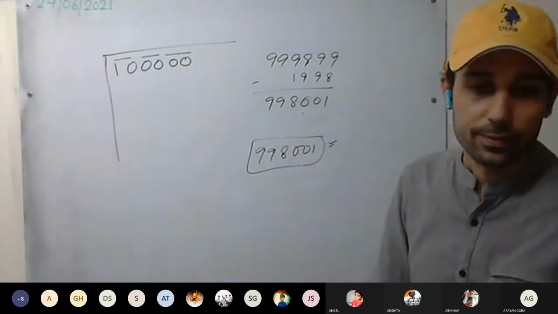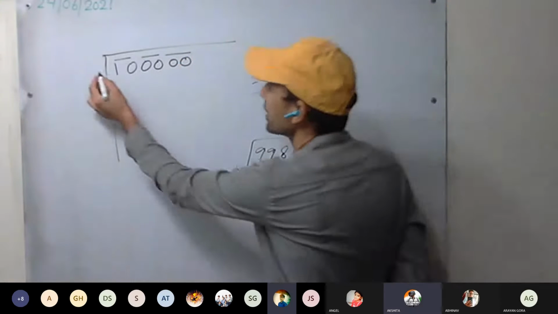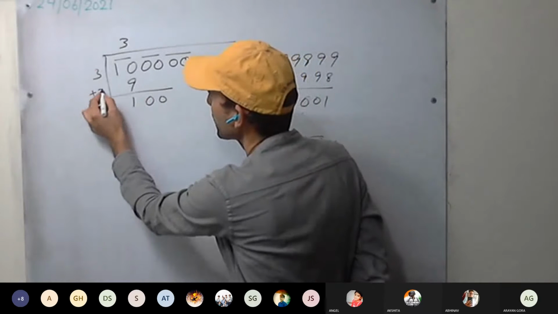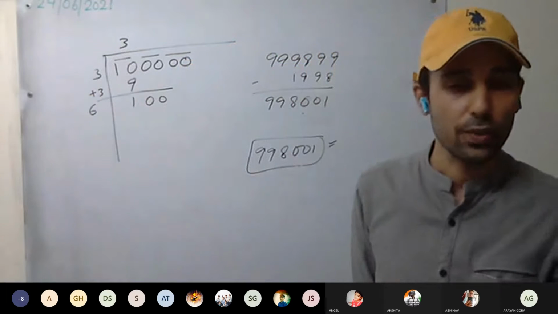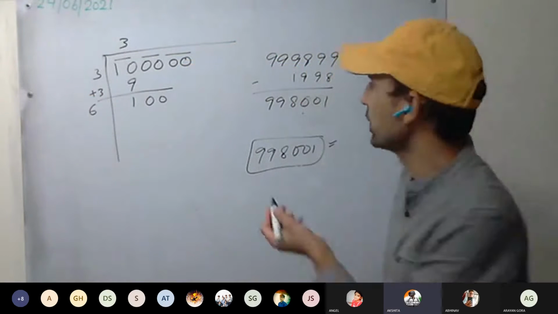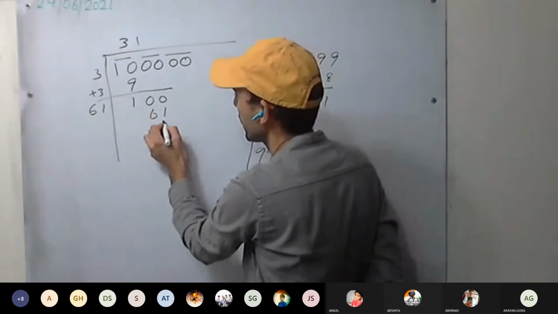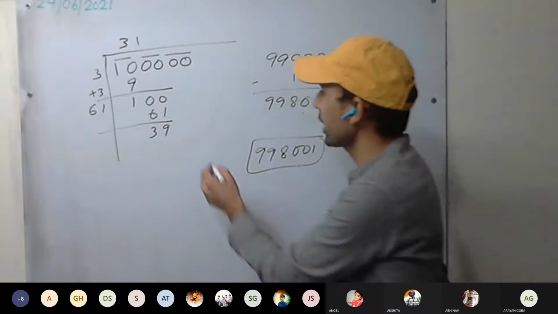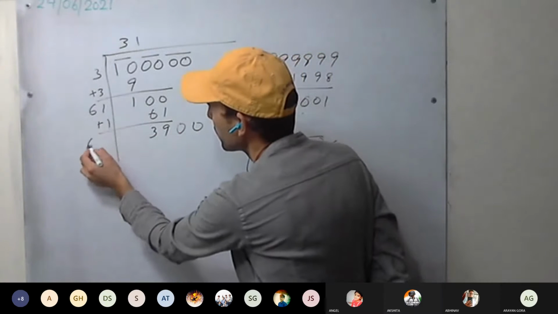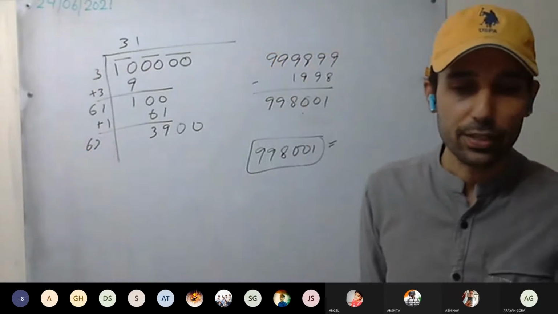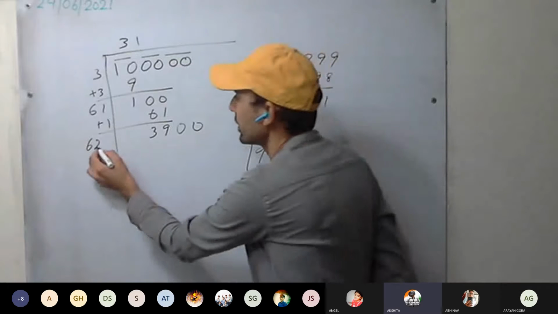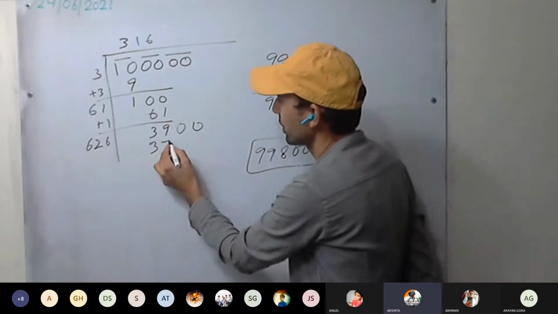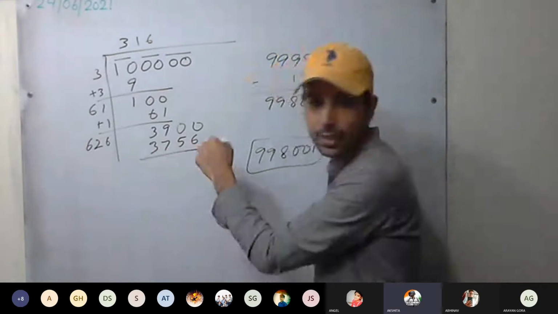Now what will come first here? 3. 3 threes are 9. Again 100 and plus 3, 6. 61 into 1 is 61. What will be the remainder? 39. Again 00 plus 1 62, and the next digit will be what? 6. And what will be the answer? 3756. What will be the remainder?